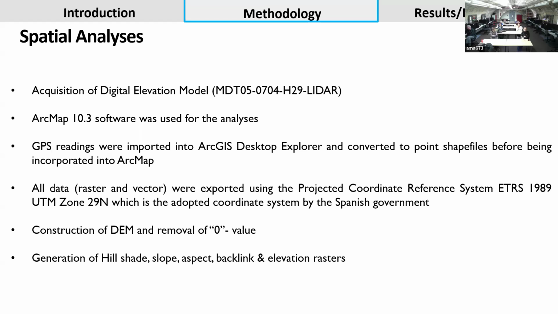Then when I was constructing my digital elevation model, I made sure I removed all the zero values, which are like all the negative values, so it won't impact my results. Then I generated hillshade, slope, aspect, backlink, and elevation rasters, which I used for the analysis that I'm going to talk about shortly.